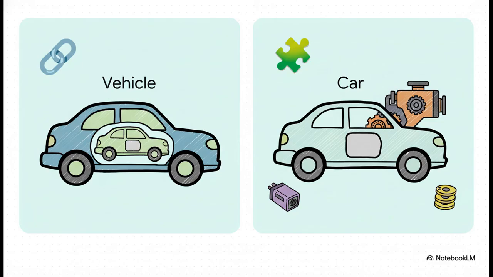And that brings us to the biggest alternative of all, composition. Instead of saying a car is a vehicle, we switch our thinking and say a car has an engine. See the difference? This has-a relationship is way more flexible. It lets us build things with loosely connected parts, so we can do things like swap out the engine in our car without having to redesign the entire car.